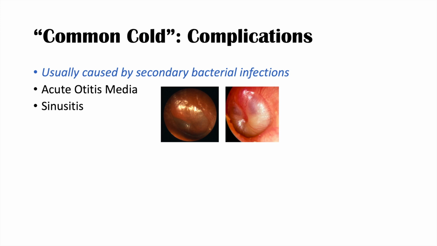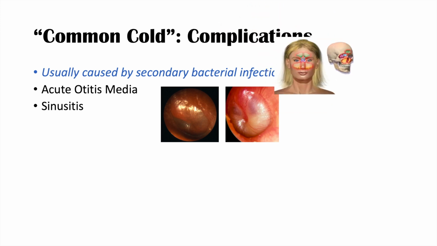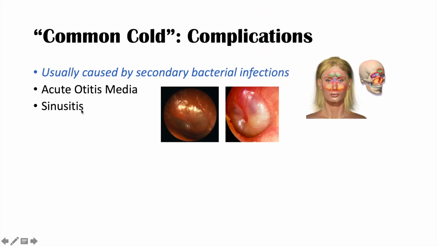Another complication is sinusitis. So sinusitis, itis is inflammation, and sinus is our sinuses. So it's an inflammation of the sinuses. So it can be the frontal or maxillary sinuses, or your ethmoid or sphenoid sinuses can be inflamed, and this can cause issues as well. You can also see bronchitis as a complication. So inflammation of the bronchioles in our lungs.